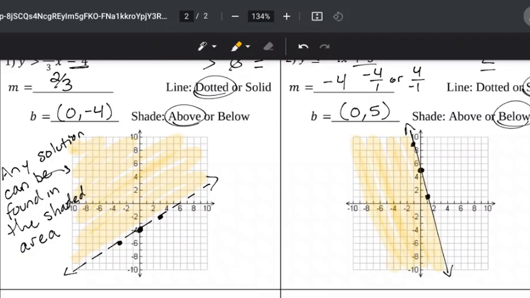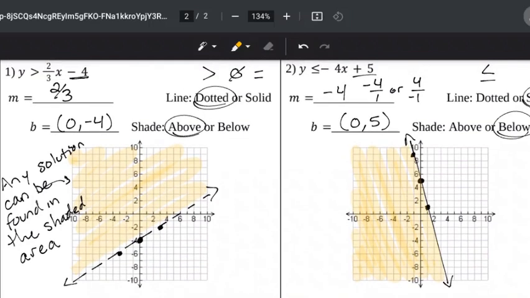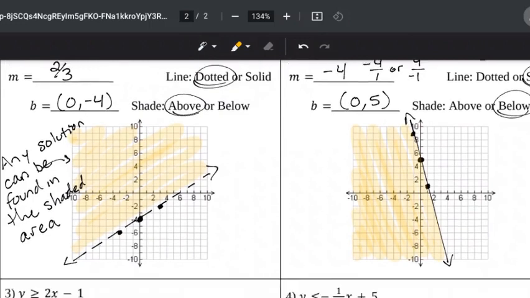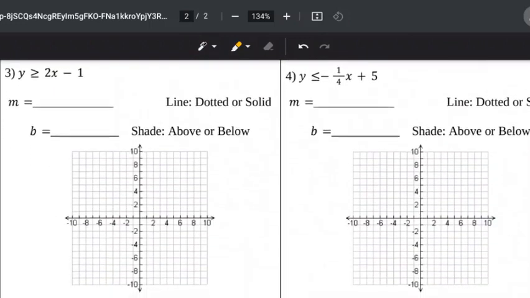So this is underneath the line, below the line. Which again means that any of our solutions to this inequality can be in that shaded area. Now the difference is, because it's or equal to, our solutions can also be on our graphed line as well. It's being included on the graph line. All right, let's take a look at one more, and then we'll have you all try some.